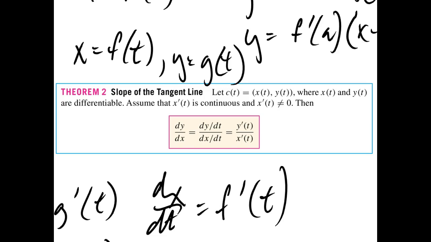The slope of a tangent line. Now, remember what we had. C of t is sometimes called the path.